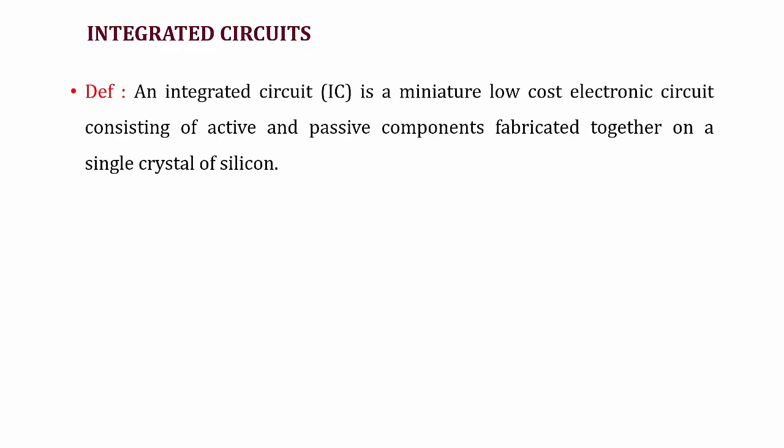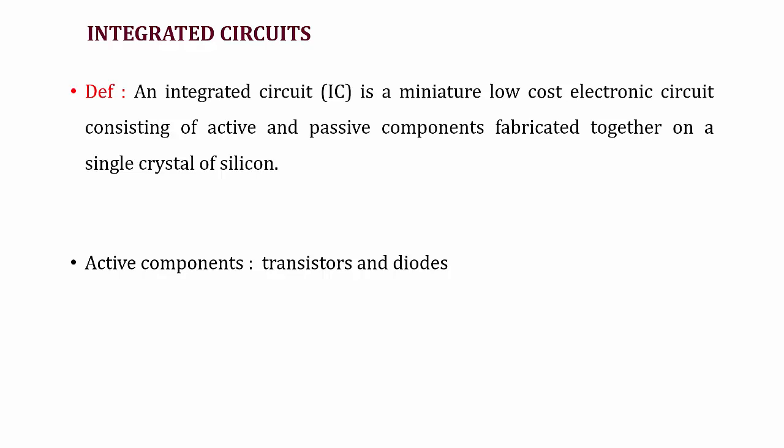Today we are going to discuss the definition of integrated circuits and the difference between linear and digital ICs. An integrated circuit is defined as a miniature, low-cost electronic circuit that consists of both active and passive components fabricated together on a single crystal of silicon.